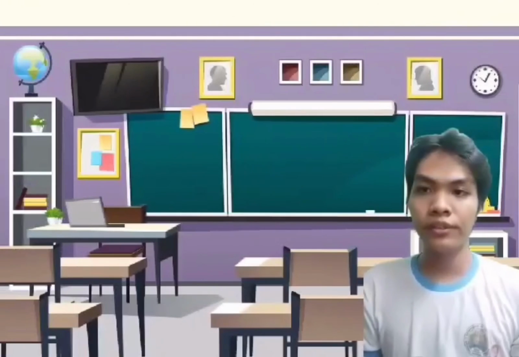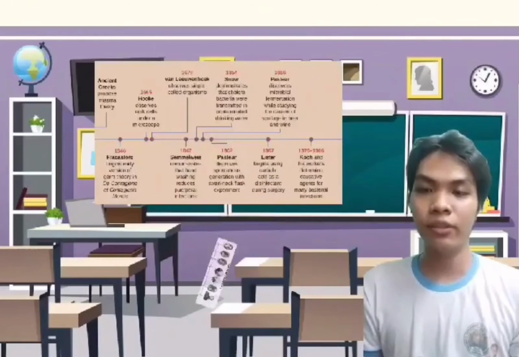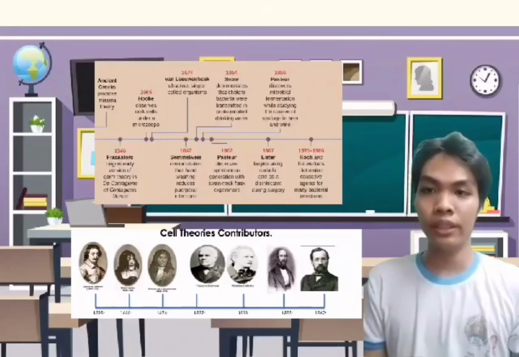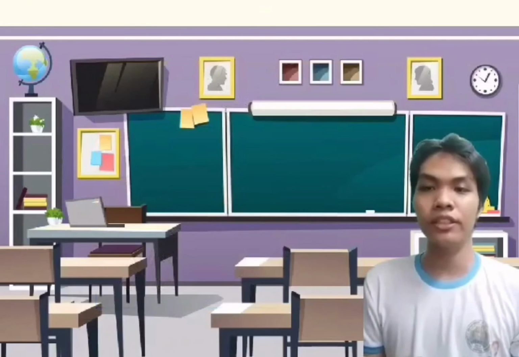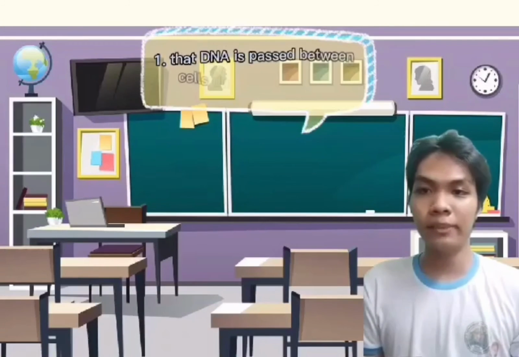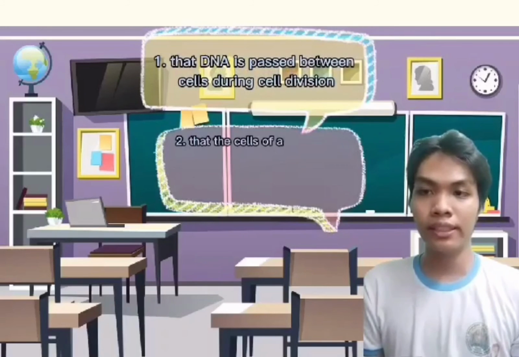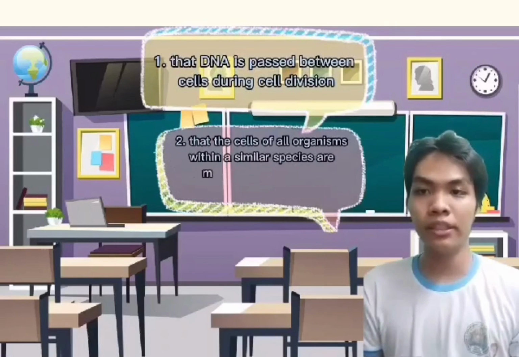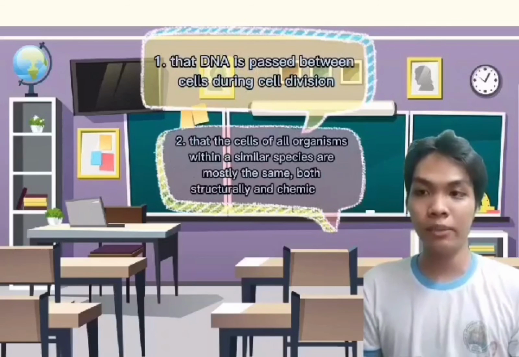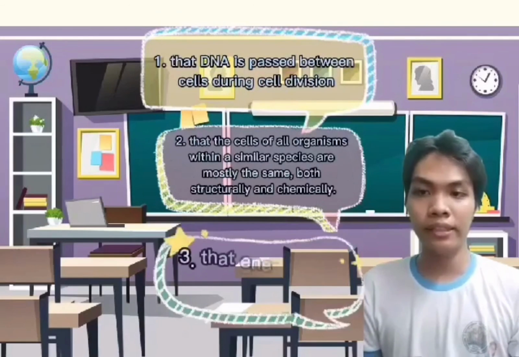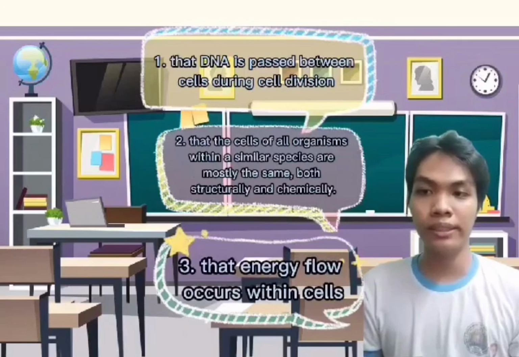The main points of cell theory's findings led to the formation of the modern cell theory, which has three main additions. First, that DNA is passed between cells during cell division. Second, that the cells of all organisms within a similar species are mostly the same, both structurally and chemically. And finally, that energy flow occurs within cells.